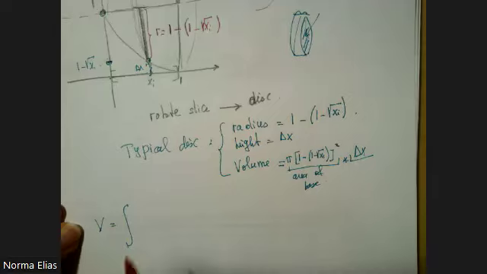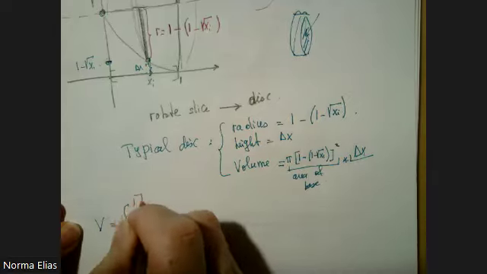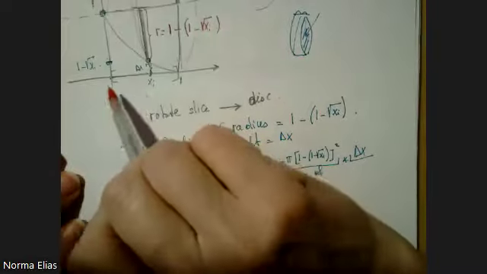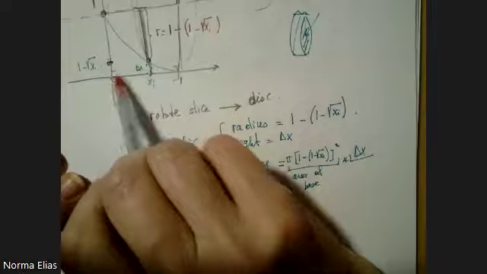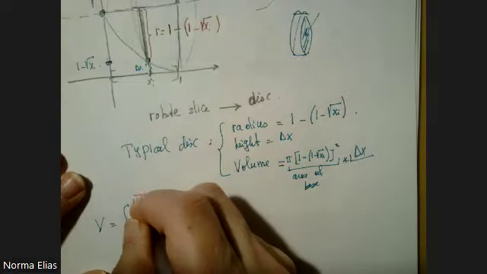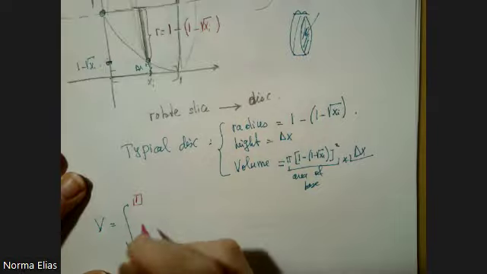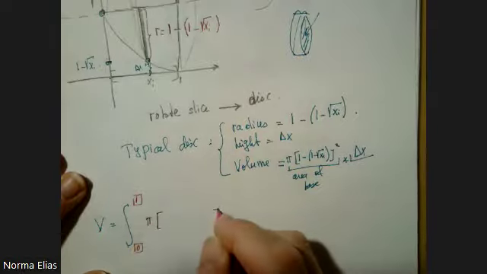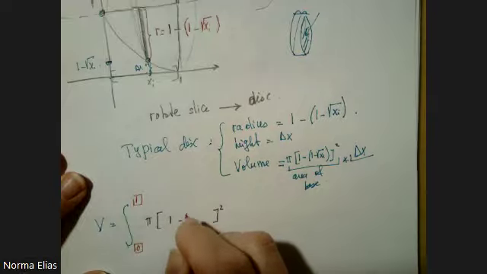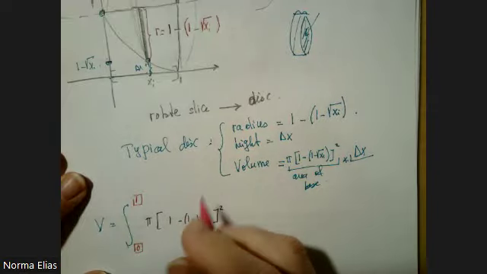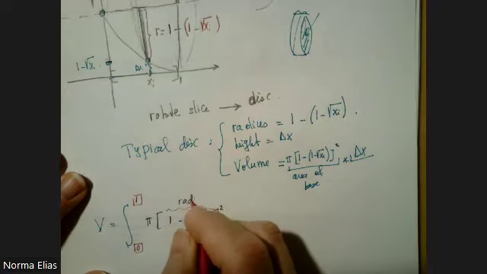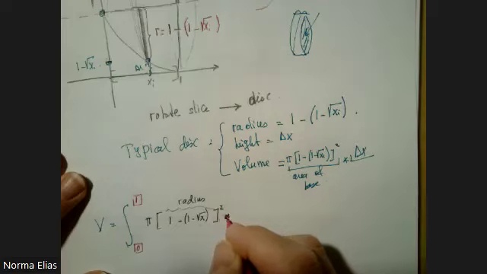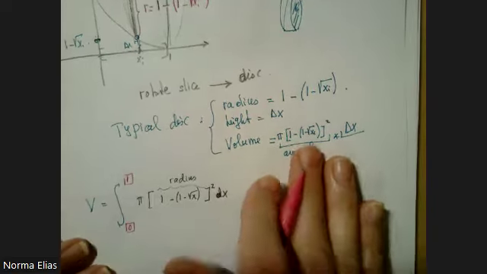The bounds are very important in setting up problems. I go again to my curve, and everything was given to you, so you really didn't have to do much. I have to integrate from 0 to 1, and then the inside. So it's pi times the radius squared. I will simplify in a second. I'm rewriting it like this to tell you that's the radius, times dx.